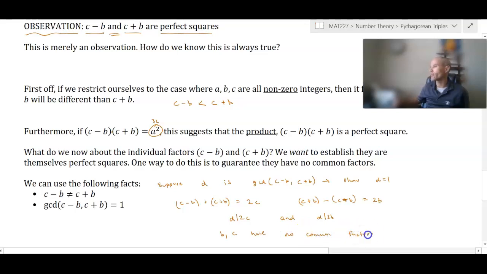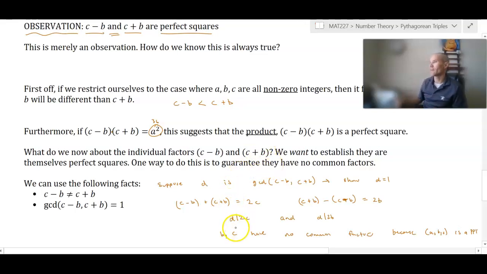I'm not making the argument yet for c minus b and c plus b, but b and c have no common factors because a, b, c, that triple, is a primitive Pythagorean triple, right? So by construction, this is why we're focusing just on primitive, but if it is a primitive Pythagorean triple, then there's no common factor between a, b, and c.